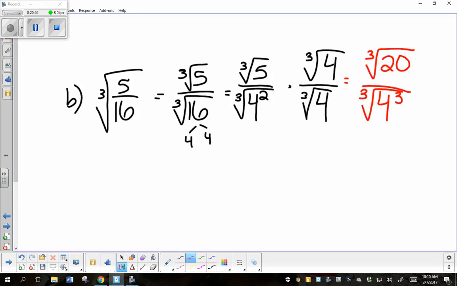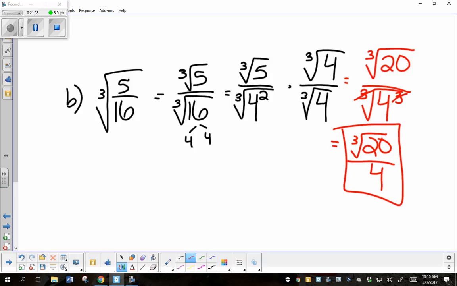And then what's the cube root of 4 to the 3? 4. A cube root and a power of 3 cancel each other out because 3 over 3 is just 1. So this is the cube root of 20 over 4. And now we don't have any roots in the denominator. Yay, because we hate roots in the denominator. They're bad. 3 more.